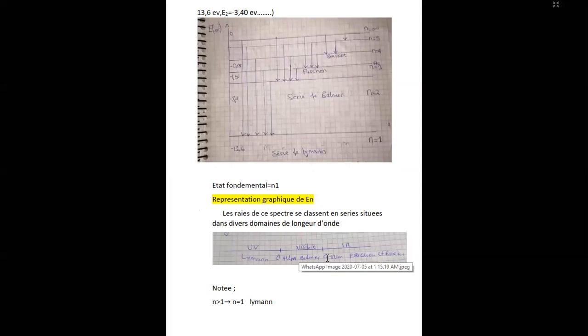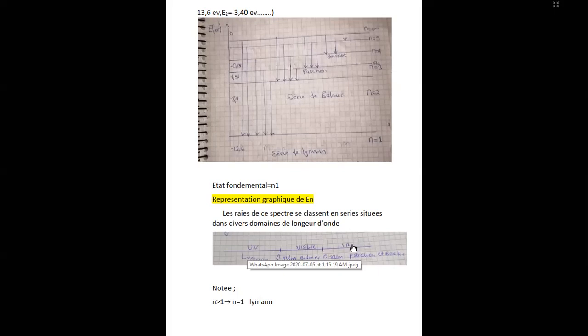After you find the wavelength, maybe an electron moved from N1 to N2, and you found the wavelength is maybe 0.6. Then you see in this diagram that the visible range is from 0.4 to 0.8, and 0.6 is in between 0.4 and 0.8. So you know that it is the Balmer series, and your domain is visible light. UV means ultraviolet, then this is visible, then infrared rays.